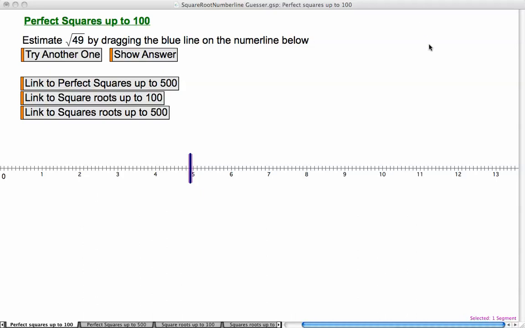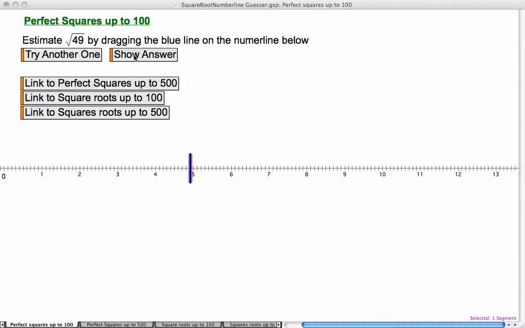Okay, I'm going to talk a little bit about my square root number line guesser. In this sketch, students are given a random number and they're asked to basically put the square root of that number on a number line. And there's sort of 4 difficulty levels here. So this is the easiest difficulty level. We got perfect squares up to 100.